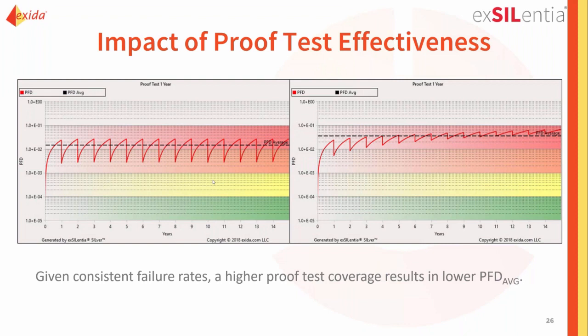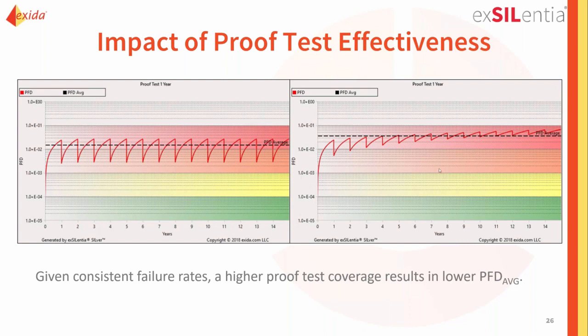Now, in the more accurate modeling, there's not that multiplication. There's just accumulation in, let's say, absorbent states. But that goes into a little bit too much detail for the webinar here. So we can see that proof test effectiveness can have quite an impact.